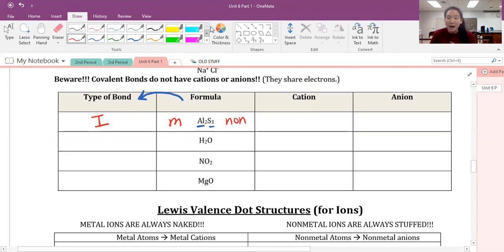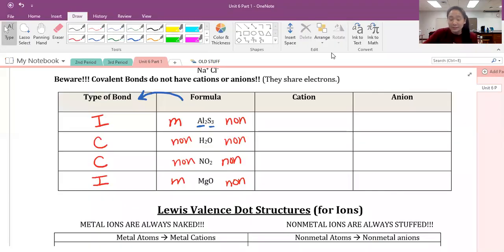You can pause really quick and determine this if you want to, and then check your answers in just a second. Okay, so here's the rest. You got your non-metals. Non-metals are your covalent bonds. Every time you have a metal involved with a non-metal, you know it's ionic.